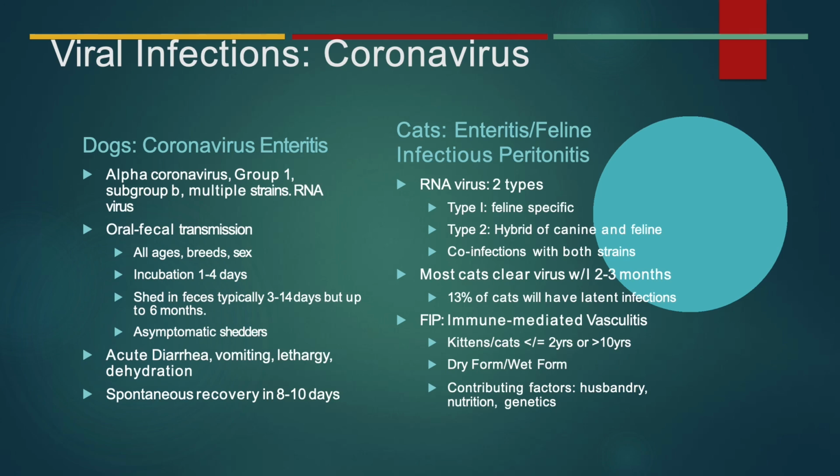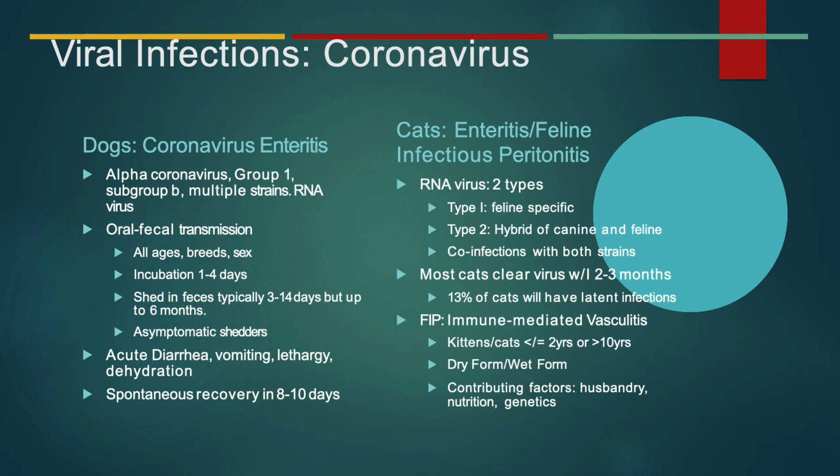And so dogs have been dealing with this for a long time, cats have as well. Oral fecal transmission, for dogs, all ages, all breeds, whereas with parvo, it's usually for younger dogs, but it can be an adult dog that hasn't been vaccinated or that is under-vaccinated. The incubation, 1 to 4 days, shedding in the feces within 3 to 14 days, but up to 6 months. So once again, this is one that can be around for a while.